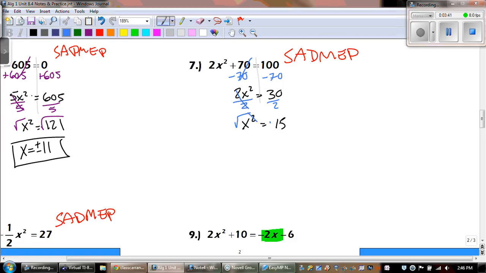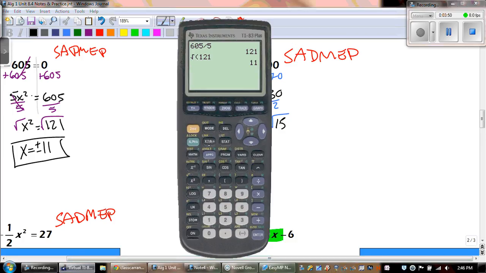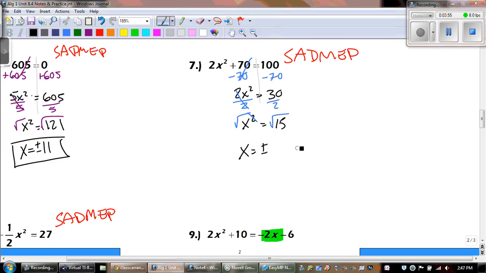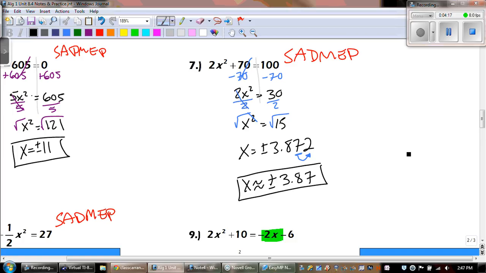And to get rid of the square, we do the inverse, which is the square root. It's a positive answer, so I'm going to have 2 of them. And I need to know what the square root of 15 is. It's 3.872. And remember, we need to round to 2 decimal places. 5 or more, raise the score. 4 or less, let it rest. So we get x is equivalent to plus or minus 3.87.